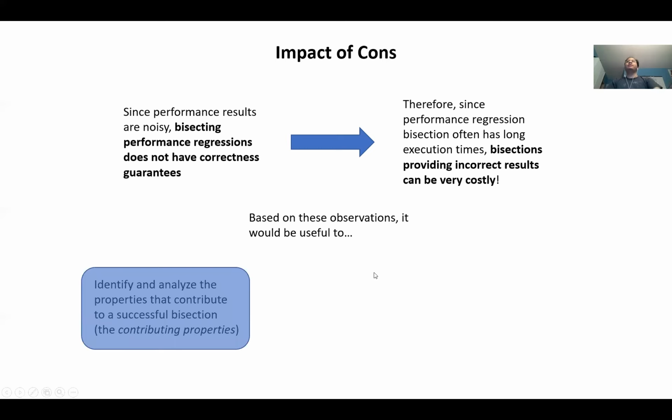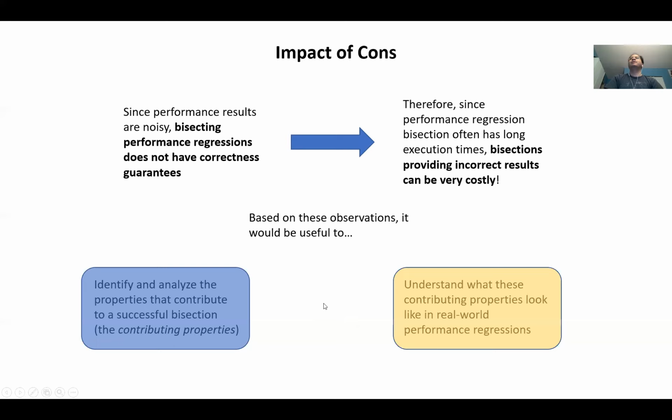Based on these observations, it would be useful to, as it says here, first identify and analyze the properties that contribute to a successful bisection. In this study, I'm calling these the contributing properties. So what are the inputs, the properties that contribute to a successful bisection, one that will most likely succeed? And the other question we want to understand is what these contributing properties look like in real-world performance regressions. So what are they like in practice?